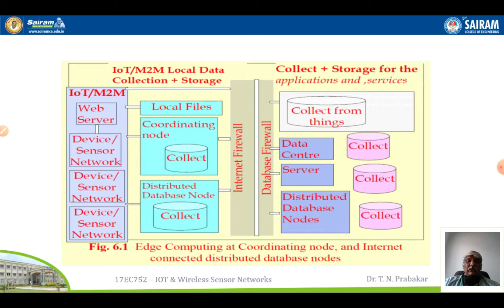is getting collected using a server, and there are going to be distributed database nodes. Right, so these distributed database nodes will be available at various locations, and the data collected is stored at these points. Right, so there are going to be collection databases available on the right hand side. So this is actually the simple architecture of edge computing. You will have multiple nodes available.